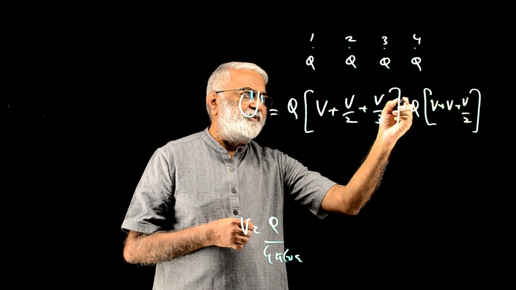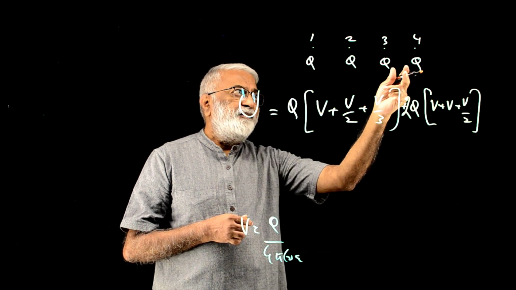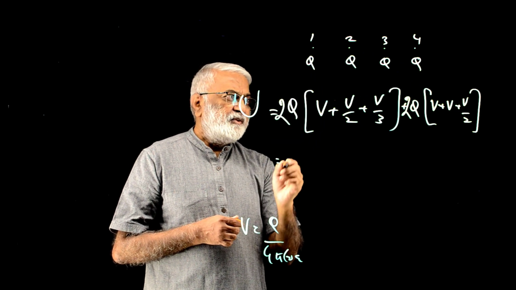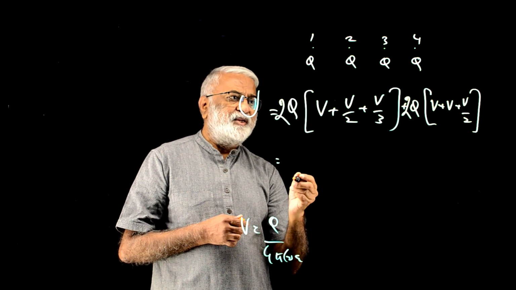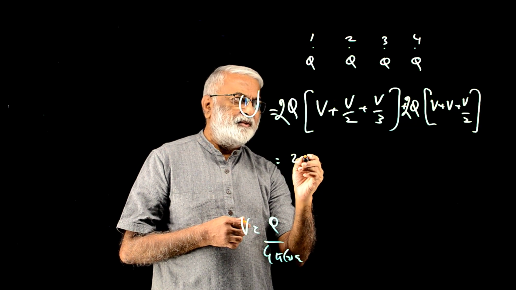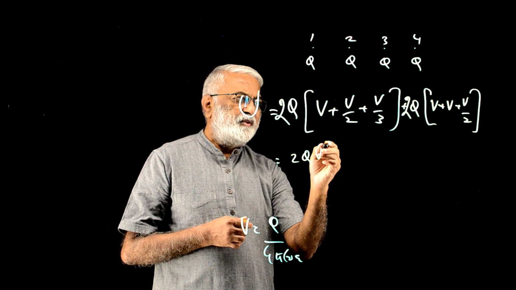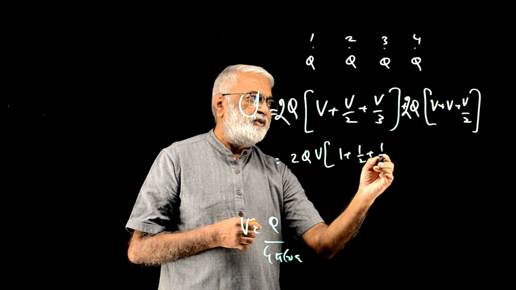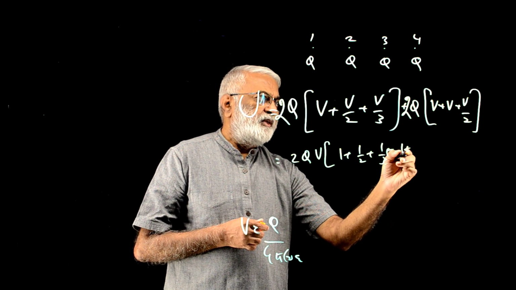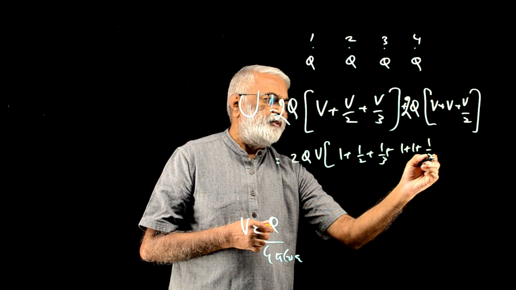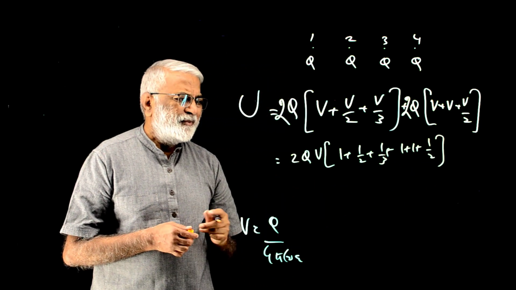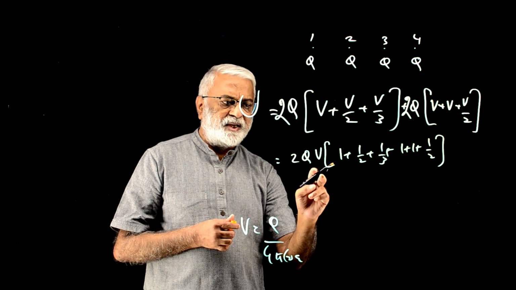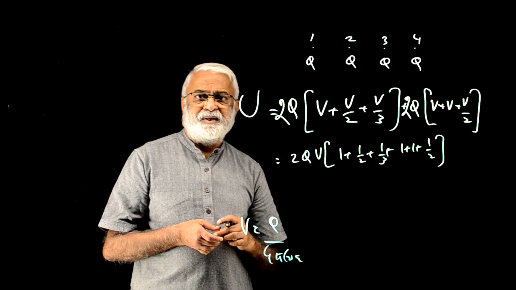So this is 2 times. Then the fourth charge will be same as this first one, so twice this. So we can see 2Q comes out, V comes out, 1 plus half plus 1 by 3 plus 1 plus 1 plus 1 by 2. Well, you can work this out, and this V is Q by 4 pi epsilon 0 A. That will take care of the calculation.